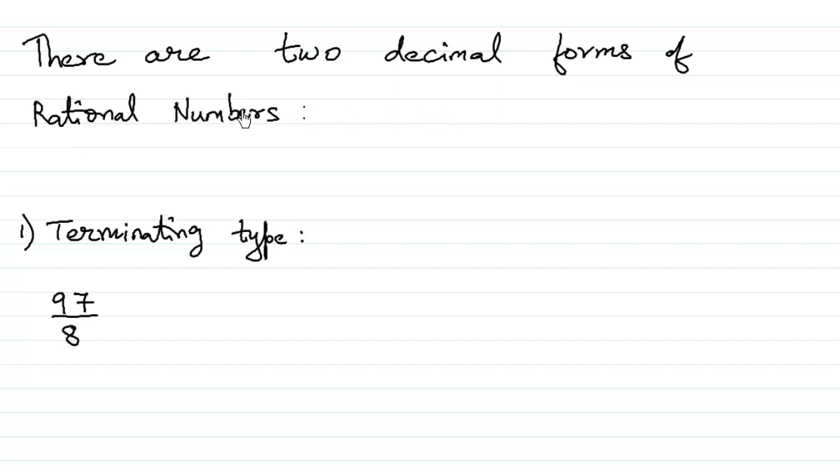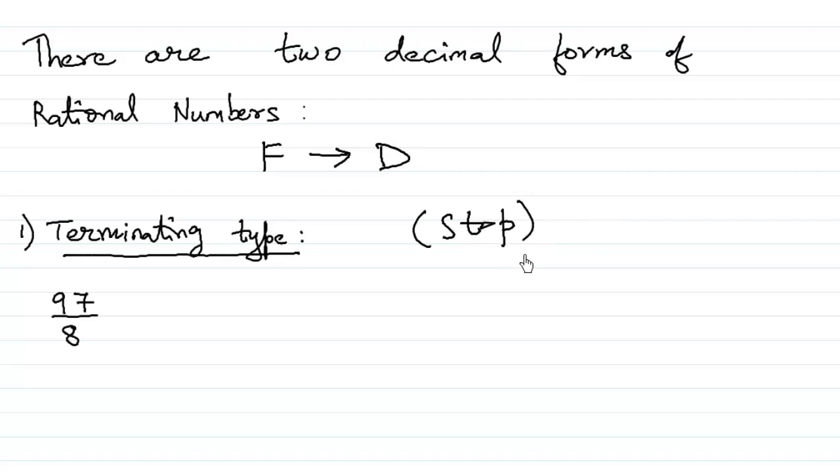Now, if you convert the rational numbers from fractions to decimals, there are two decimal forms of rational numbers in the decimal format. One is the terminating type and the other is the recurring type. First, let us consider the terminating type. Terminating means it stops. The decimal representation stops somewhere or the other.